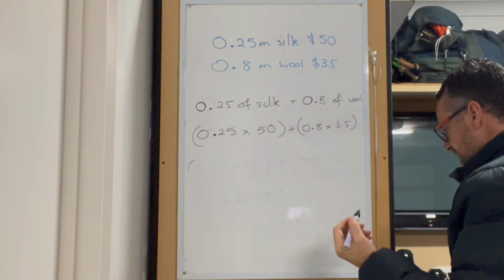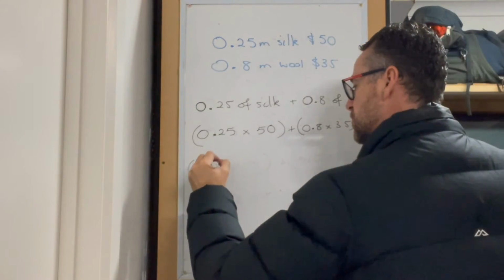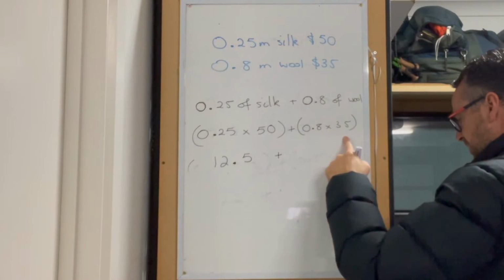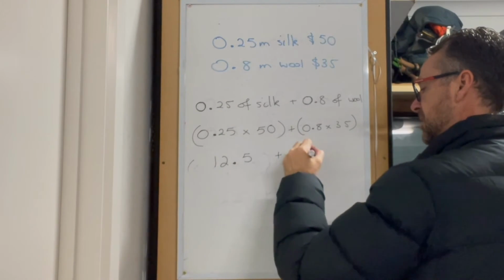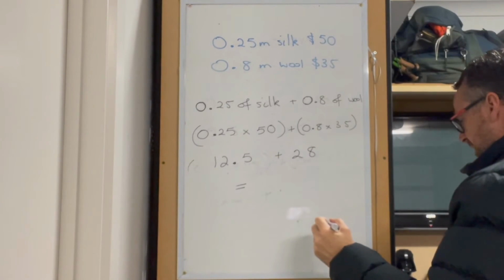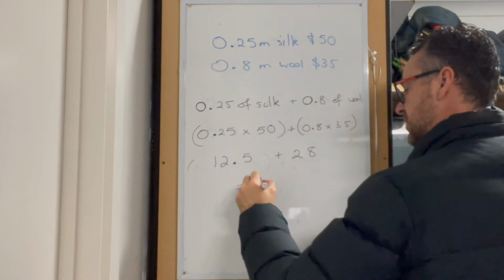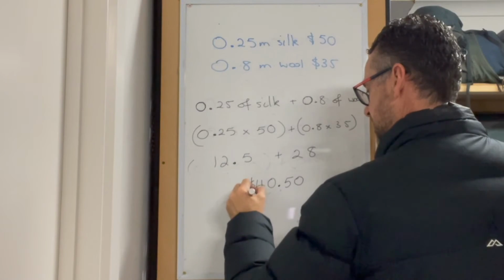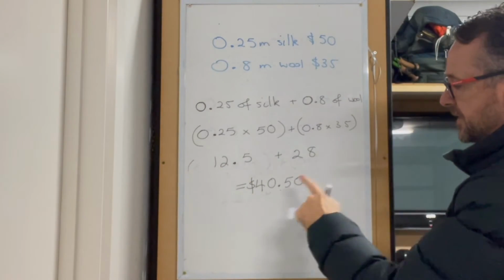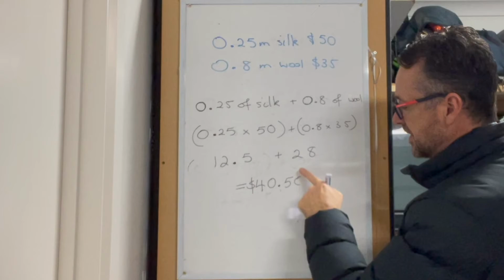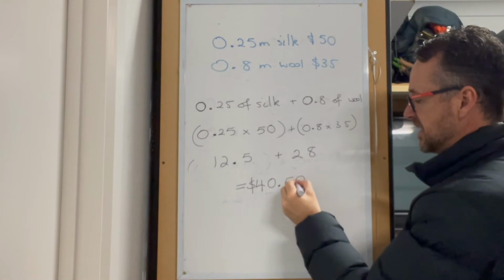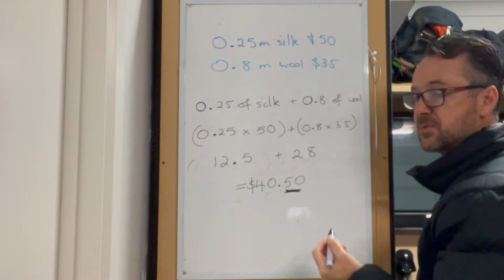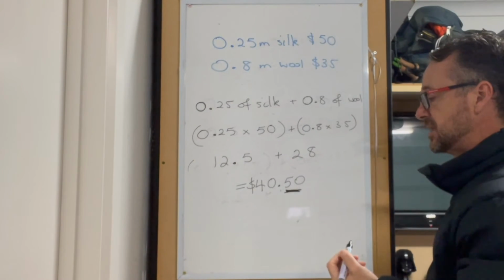0.25 of 50 gives us 12.5, and 0.8 of 35 gives us 28. And then if we add those together, that will give us a total of $40.50. Just note here that you can't write 40.5. You can't write it like that. It's got to be 50 cents because it's a dollar amount. You've got to have both two decimal places in order for that to be a correct answer.